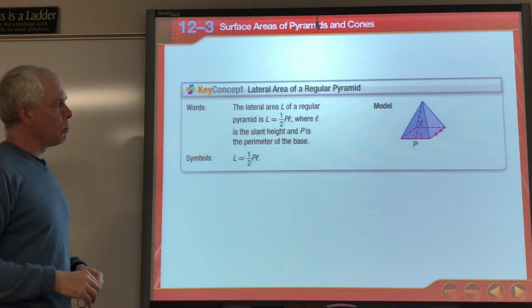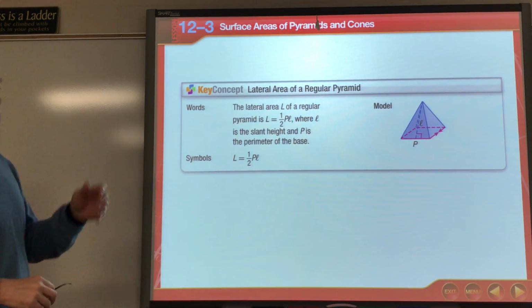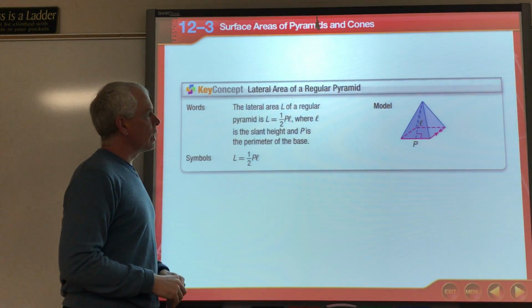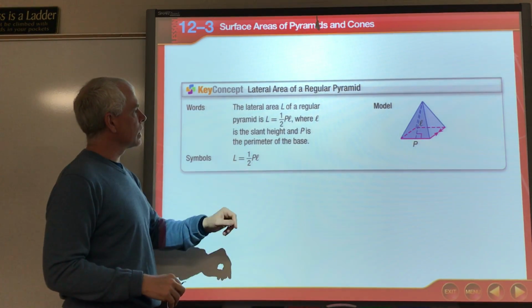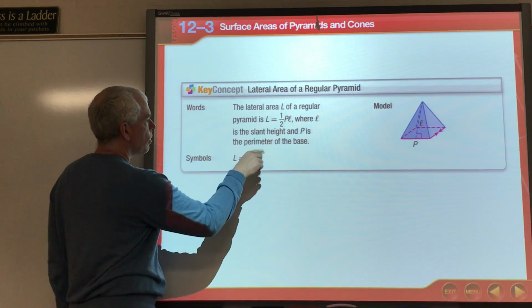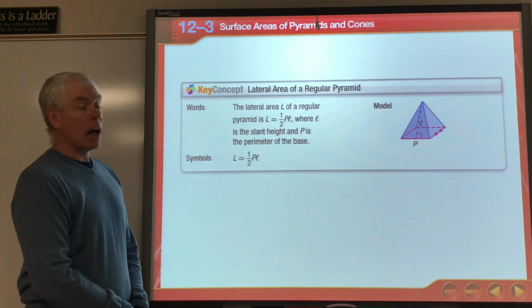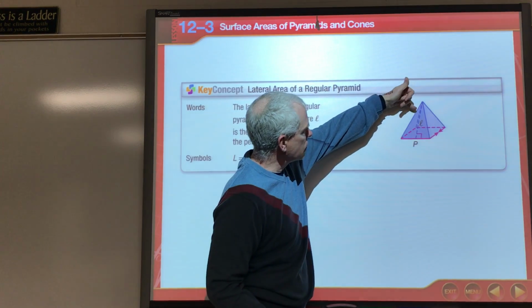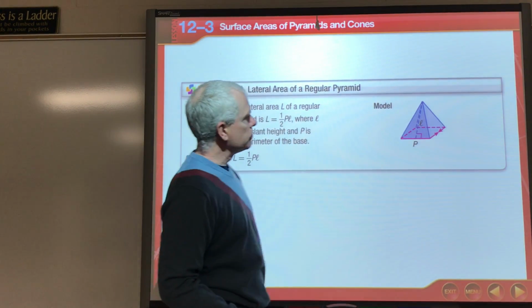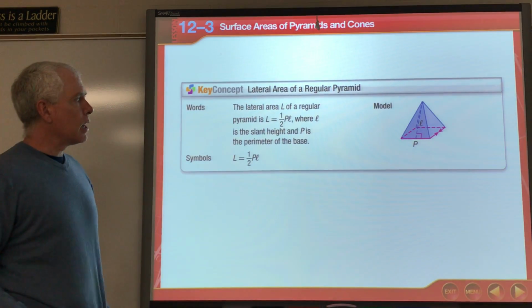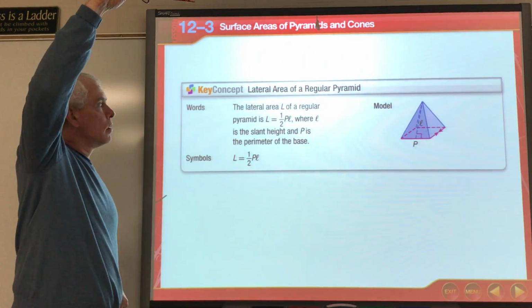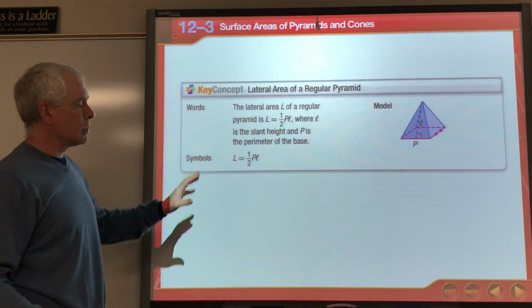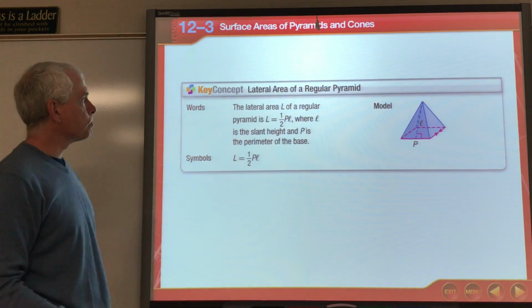So there's what a pyramid looks like. This one appears to have a square for a base. The formula for the lateral area is 1/2 PL. Again, capital P is the perimeter of the base, and L is the slant height. So if you look at the picture, L is the height of that triangle, so it comes down at an angle. The actual height of the pyramid goes from the vertex at the top straight down perpendicular to the base. That slant height is just the height of that triangle.